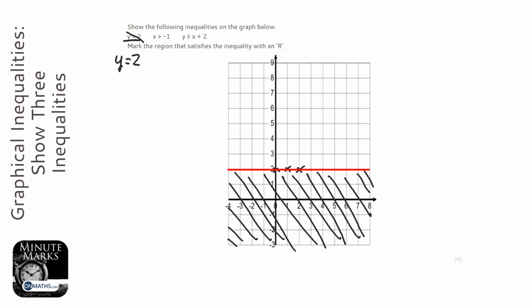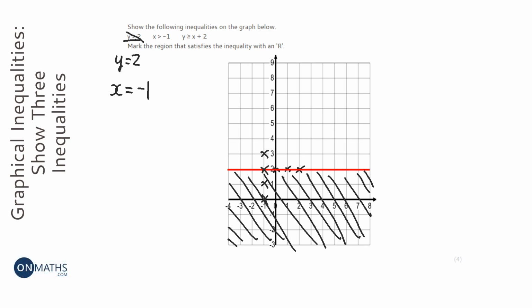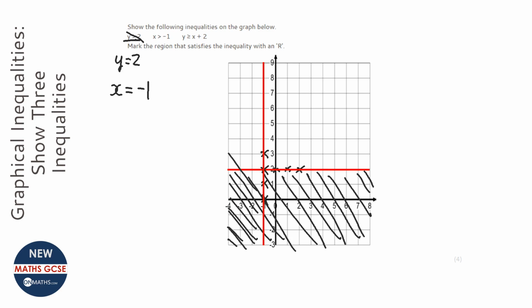Okay, next one, we want to do the line x equals minus 1. Okay, so where does x equal minus 1? In fact, all the way up this line here. So we want to do another one. And that's the line x equals minus 1. Okay, so where do we not want? Well, x is going to be greater than minus 1, so we don't want this bit at the side here.